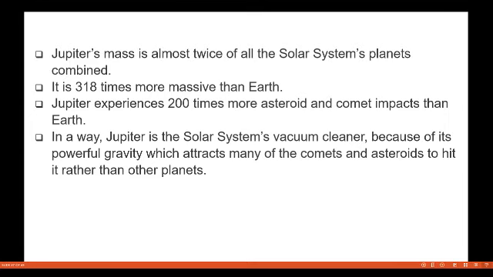Jupiter's mass is almost twice the solar system's total mass. It is 318 times more massive than Earth, a very huge planet. Jupiter experiences 200 times more asteroid and comet impacts than the Earth. In a way, we can say Jupiter is a vacuum cleaner because it has a very powerful gravity, and that gravity attracts comets and asteroids. If Jupiter did not have a powerful gravity, then many of these comets and asteroids would have fallen onto the Earth. Therefore, it is called a vacuum cleaner.